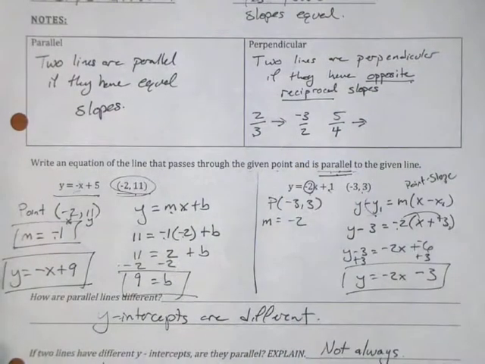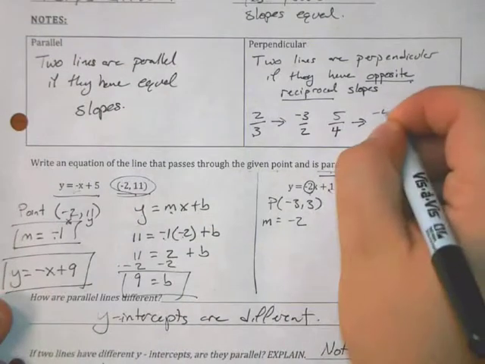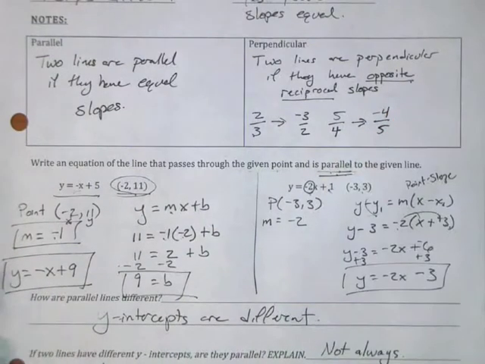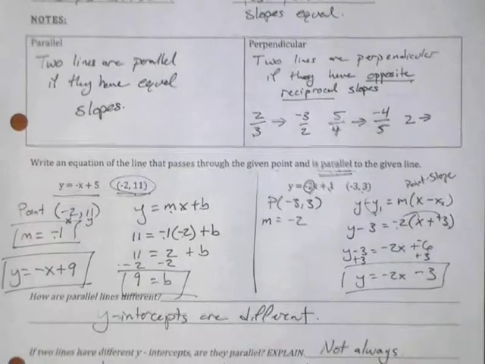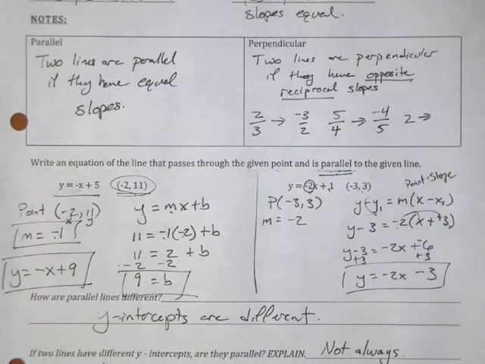If 5/4 is my original number, what's its opposite reciprocal? Okay. So what if I say a number like 2? Would it be -2? Or would it be 1? What's the opposite reciprocal of the whole number 2? Dana? So you have to flip it and change the sign?